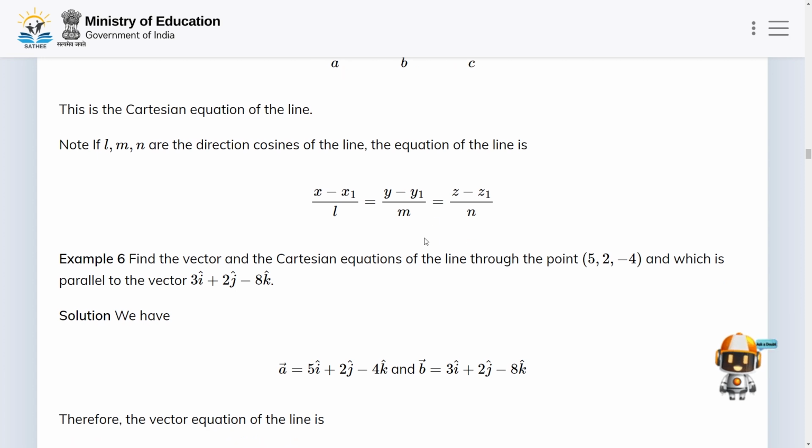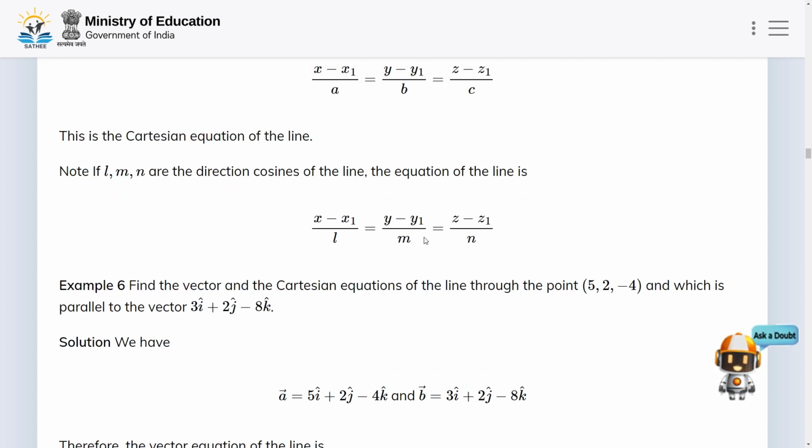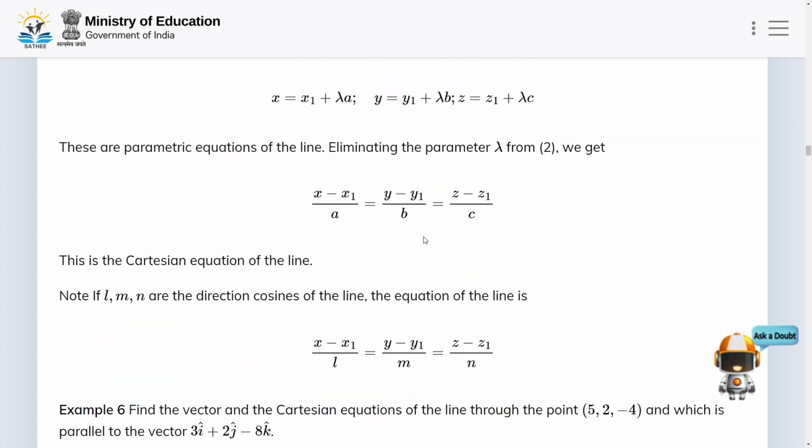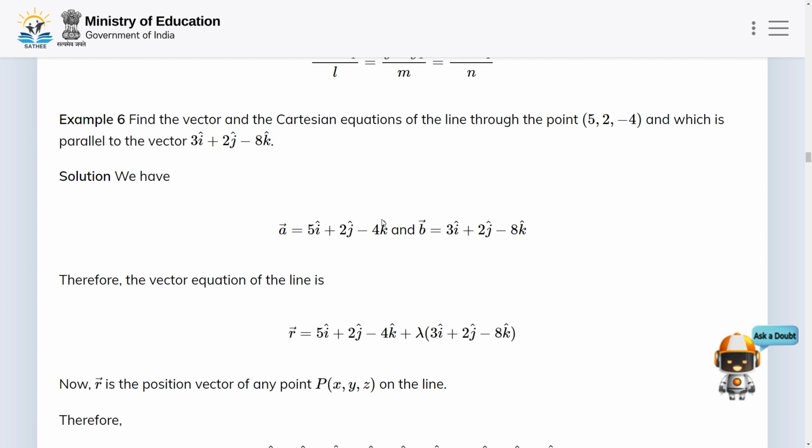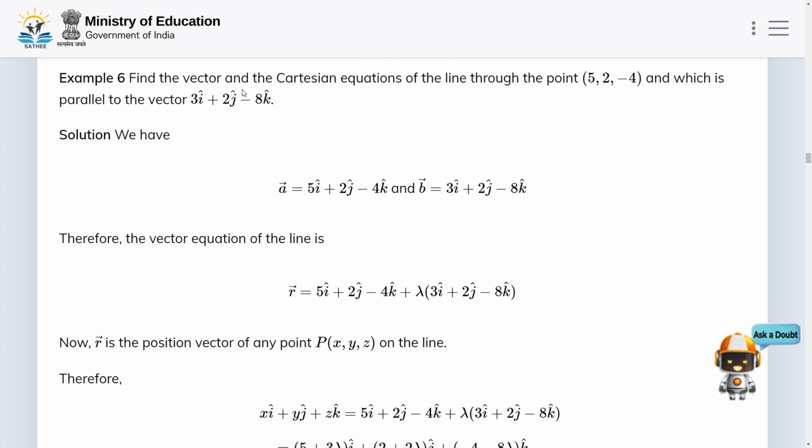Clear? Now, for example, if you are having some confusion with all that theory, do not worry. Just try to understand by example. So let's see. Find the vector and the Cartesian equation of the line through this given point and which is parallel to this vector.